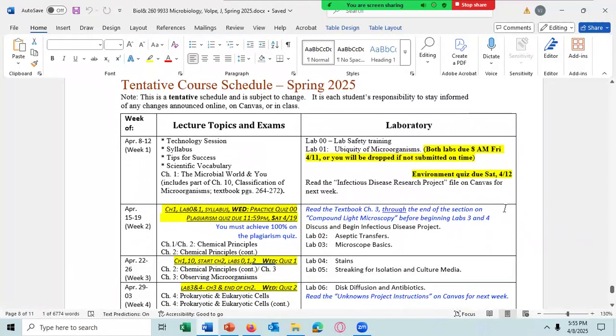You should note I've got important things highlighted in yellow. The environmental quiz is due this Saturday, 4/12. We have 2 lab assignments, which are due 8 a.m. Friday, Lab 00 and Lab 01. You must turn them in or you will be dropped from the class.